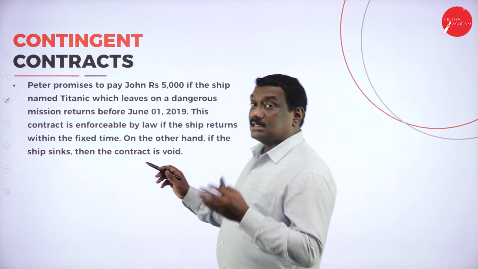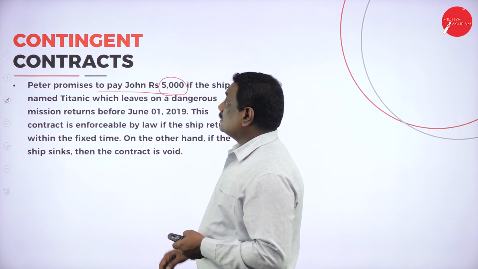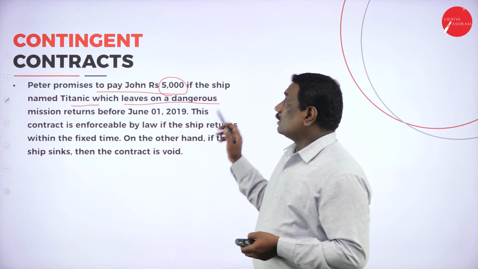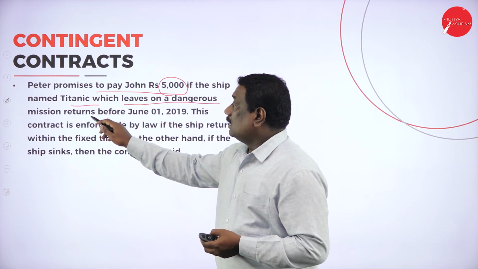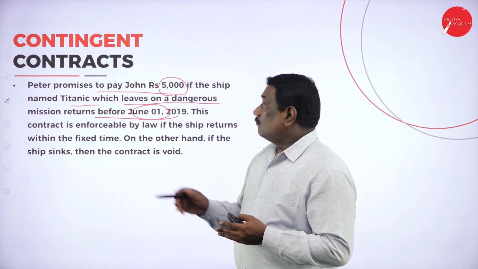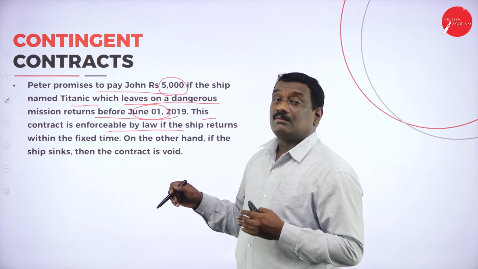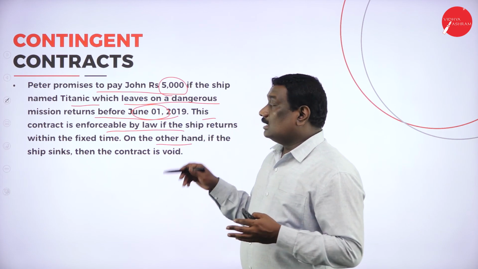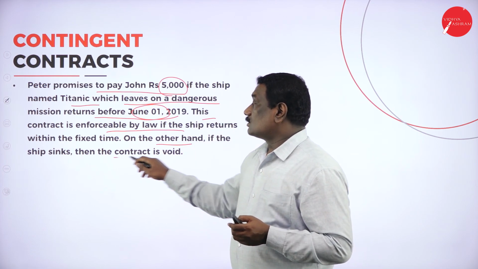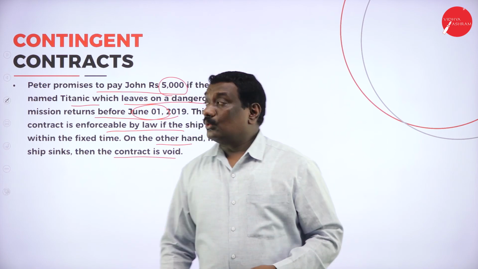Here you can see the example for this particular rule. Peter promises John to pay rupees 5,000 if the ship named Titanic, which leaves on a dangerous voyage or mission, returns before June 2001. This contract is enforceable by law if the ship returns within that specified time period. On the other hand, if the ship sinks into the sea, then this contract is void.